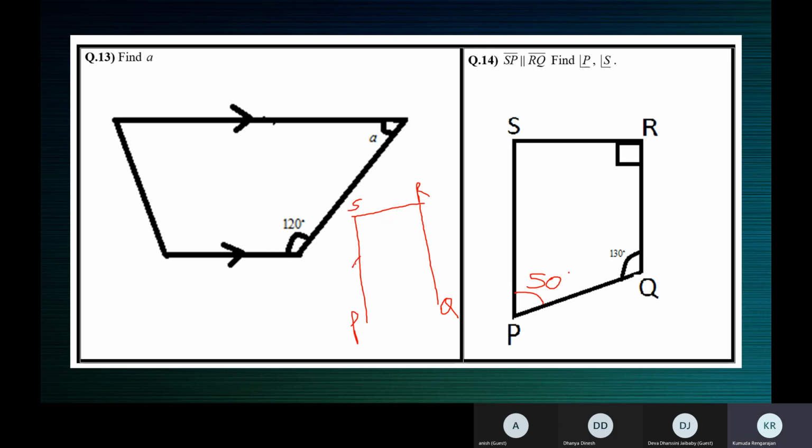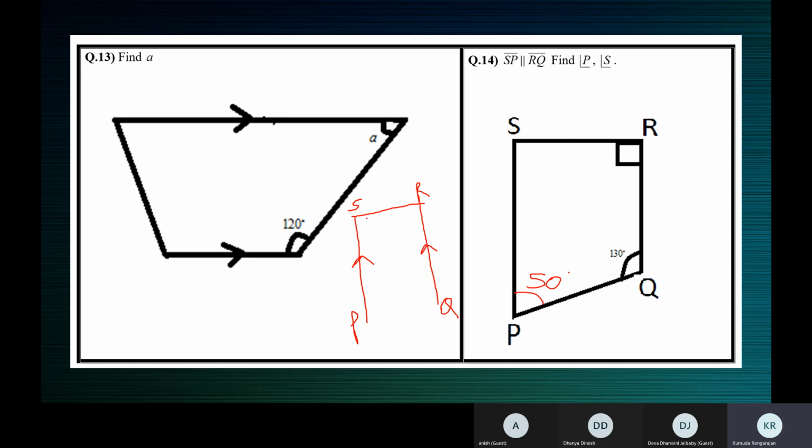So is PS parallel to RQ? Yes, ma'am. How do we know that PS is parallel to RQ? It is given in the question. Yes, PS is parallel to RQ. It's given to us that these two line segments are parallel.